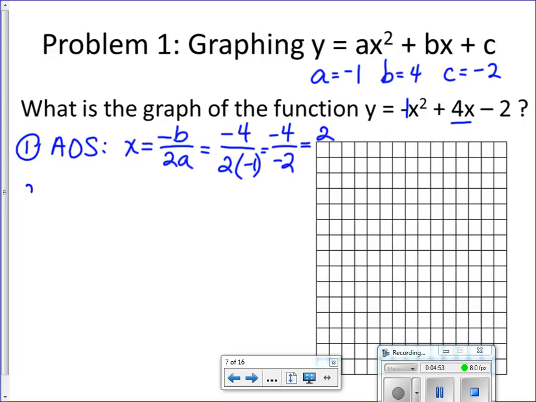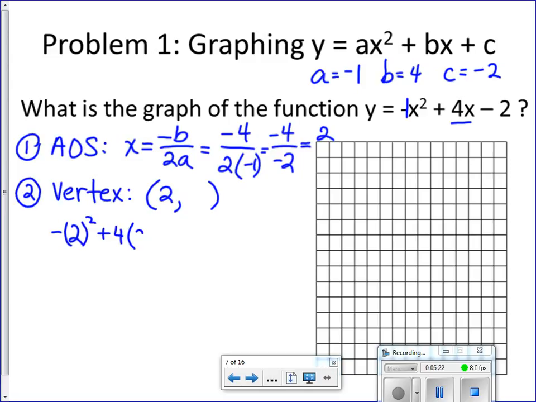All right, step 2 is we're going to find our vertex, and our vertex we know has an x-coordinate of 2. So we are looking for the y-coordinate. To do that, we're going to go back to our original equation and we're going to substitute 2 in. So I have the opposite of 2 squared plus 4 times 2 minus 2.